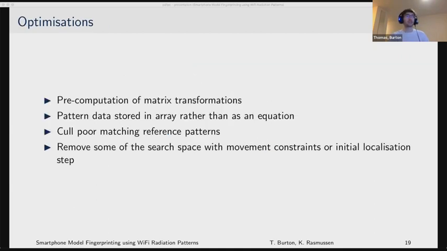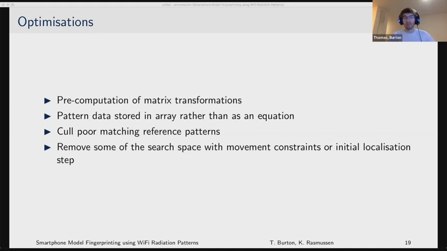There are some optimizations that can be performed. Given this is a brute force search that we're essentially proposing, this is fairly important. First of all, a lot of the matrix transformations can be pre-calculated, and this means we don't have to do any trigonometric functions at runtime. We can also store patterns as arrays, which is a lot more efficient than storing patterns as equations, which can end up requiring huge numbers of exponent calculations.